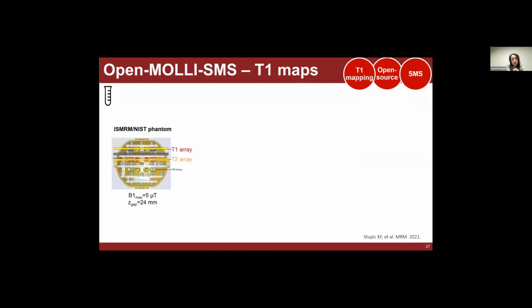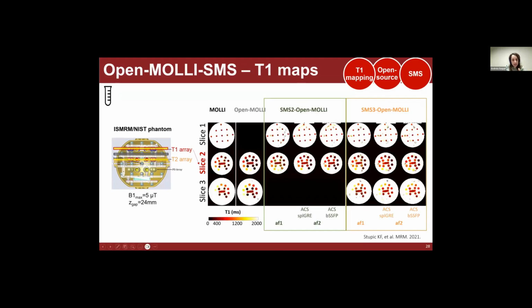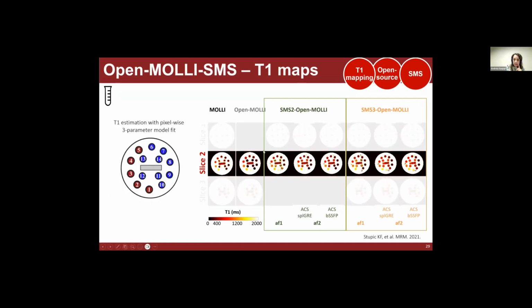Starting with the phantom, it was the same ISMRM NIST phantom, and in this case, we imaged three levels of the phantom. If we focus on the T1 array, which corresponds to slice number 2, we can see that they are very similar, although when we don't include in-plane acceleration, this can be a little bit tricky because the acquisition is longer. But in vivo, this would not be the one that we will be using. Instead, we'll be using the ones with in-plane acceleration.